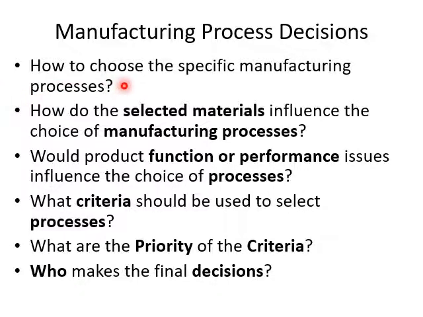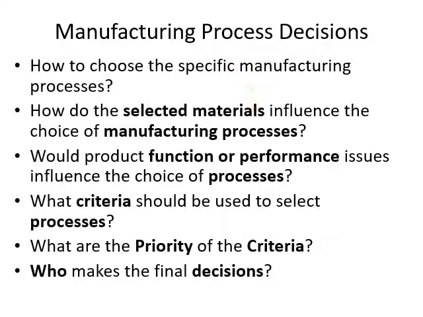Now, as for the manufacturing process decision, several questions need to be answered as below. Over here, how to choose the specific manufacturing processes, and then how do the selected materials influence the choice of manufacturing process, and then what product function or performance issues influence the choice of process, and then what criteria should be used to select process, and then what is the priority of the criteria, and then who makes the final decision.